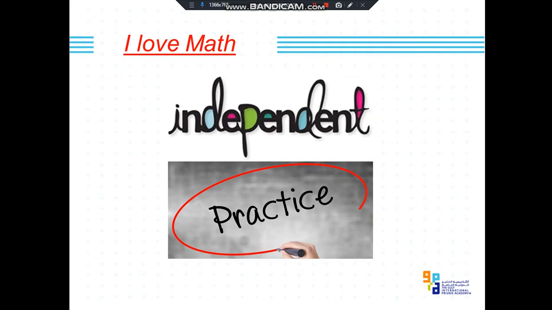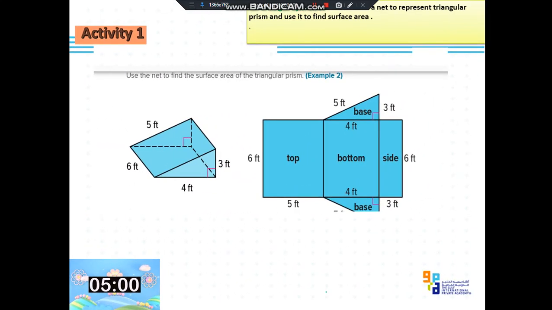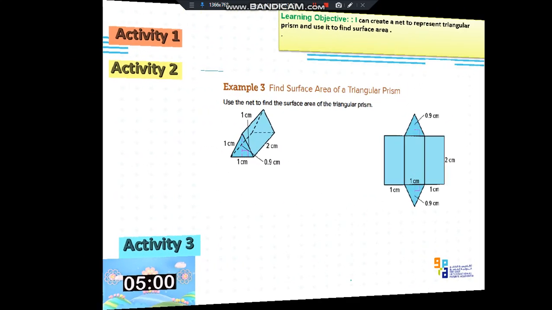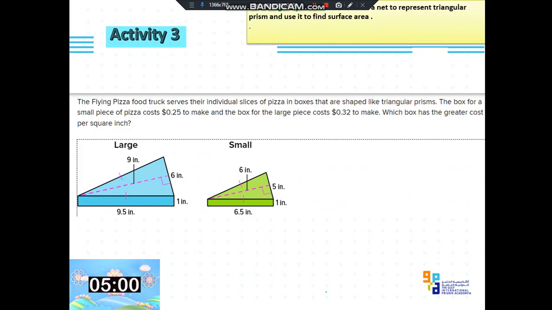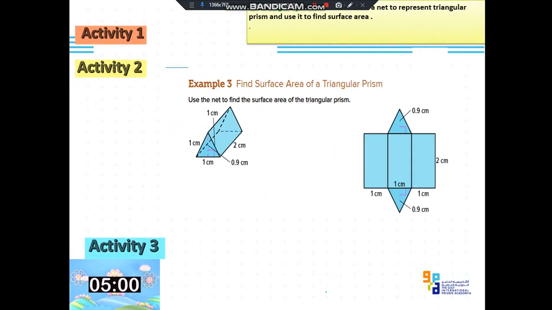This is your turn. You can work on it. You can work in this activity. You have activity number 1 here. As I told you, here is the triangular prism, and he already decomposed it for you, and you need only to find the surface area. There is also another activity too, and also a third one. We have activity number 3. You can work on it, and really it's a very nice activity. You can solve it, and if you want any help, you can contact me.